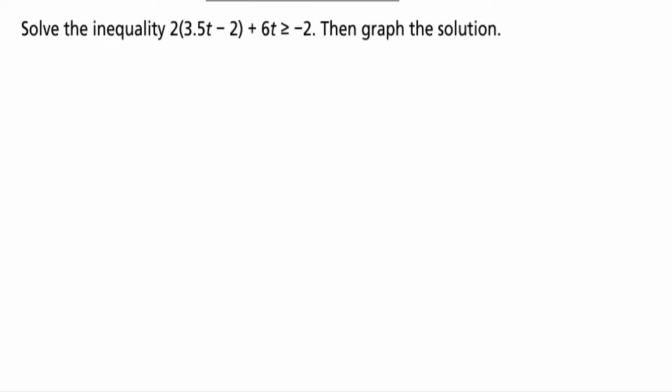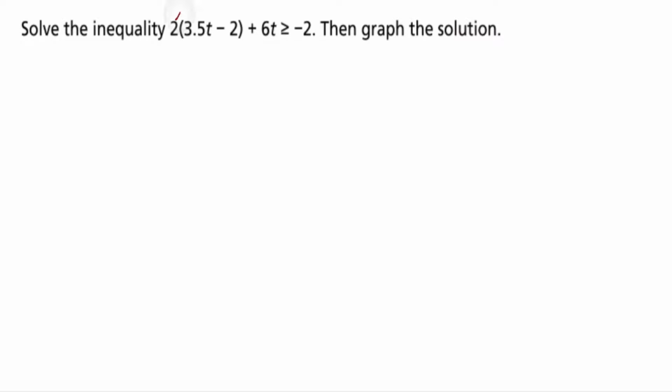Solve the inequality 2 times the quantity 3 and 5/10 times t minus 2, plus 6 times t, is greater than or equal to -2. Then graph the solution. First, we have to use the distributive property to simplify everything inside of the parentheses.